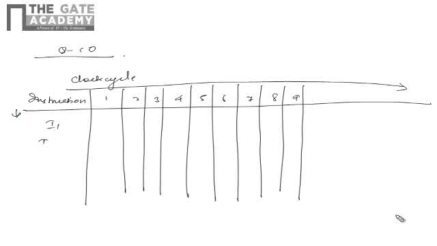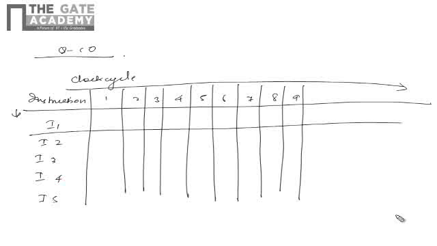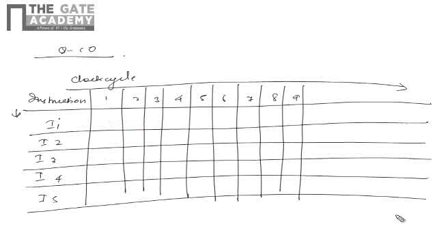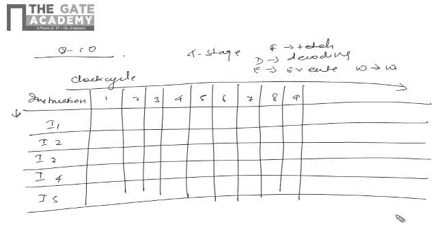So we have 5 instructions, right? I1, I2, I3, I4 and I5. This is a 4 stage pipeline, where F denotes fetch, D represents decoding, E represents execute, and W represents write. So for I1, the cycle for fetch is 1. It has only one fetch cycle.